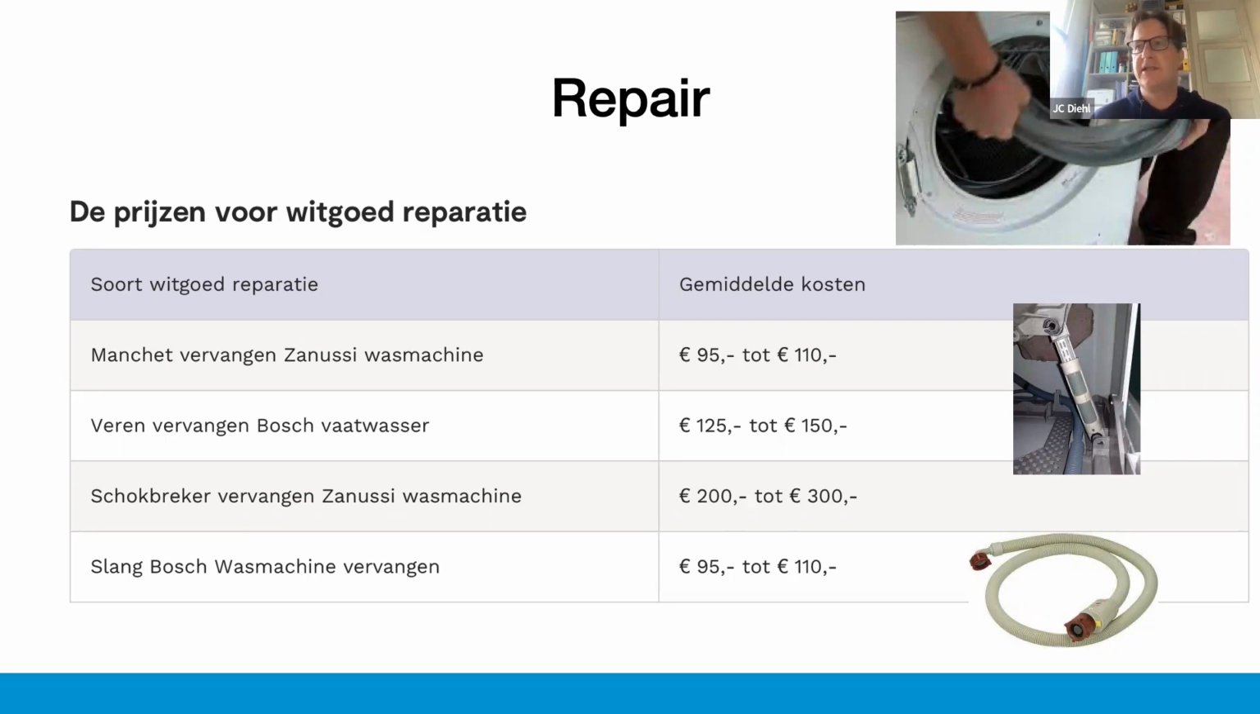In the middle, you see this small part there on the right, which is taking care of the vibrations when you are turning around all your clothes in the washing machine. If that has to be replaced, it can cost you up to 200 to 300 euros. That is a large amount of money.